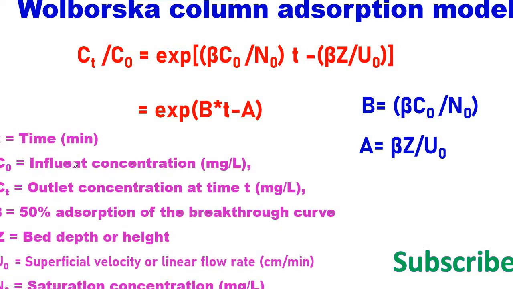where T is the time, C naught is the influent concentration, C is the outlet concentration, beta is the approximate portion of the breakthrough curve, Z is the bed depth or height, E naught is the superficial velocity or linear flow rate, n naught is the saturation concentration.